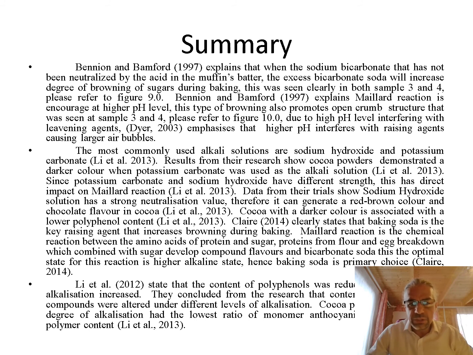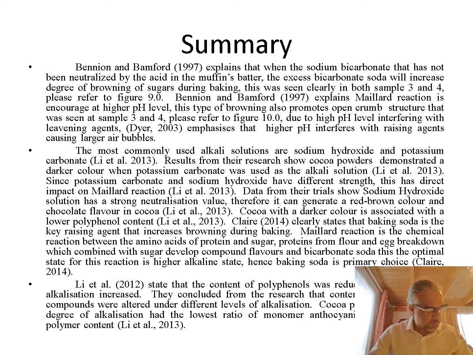Maillard reaction is the chemical reaction between the amino acids of protein and sugar. Protein from flour and eggs breaks down, which combines with sugar to develop compound flavors, and bicarbonate soda provides the optimal state for this reaction with a higher level of alkaline. Hence, baking soda is the primary choice. Clare 2014.